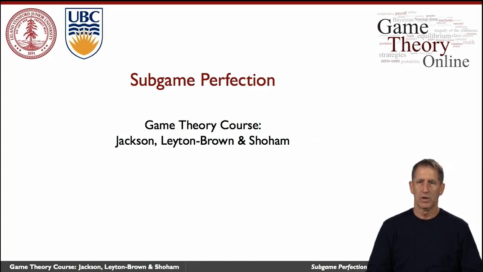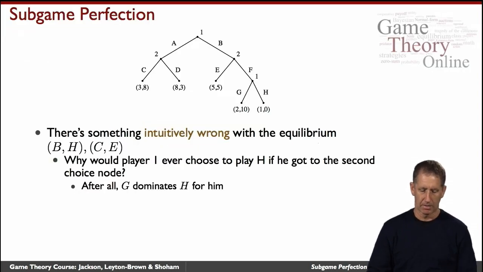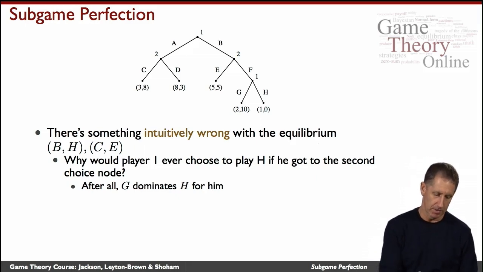Let us now revisit the solution concept for extensive form games. Let's start by looking at the following example. In this game, there are a number of Nash equilibria, and here is one of them: BH, CE.